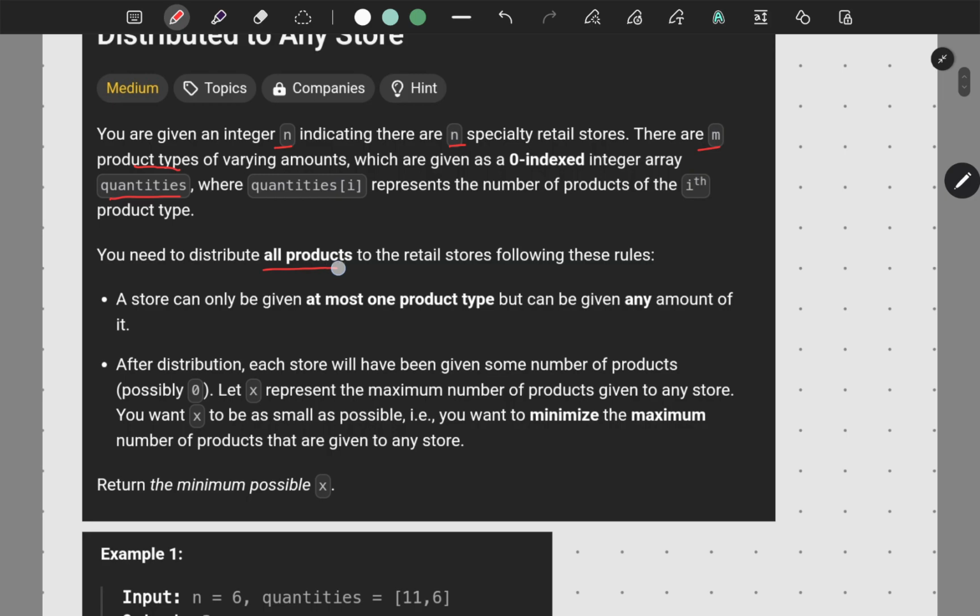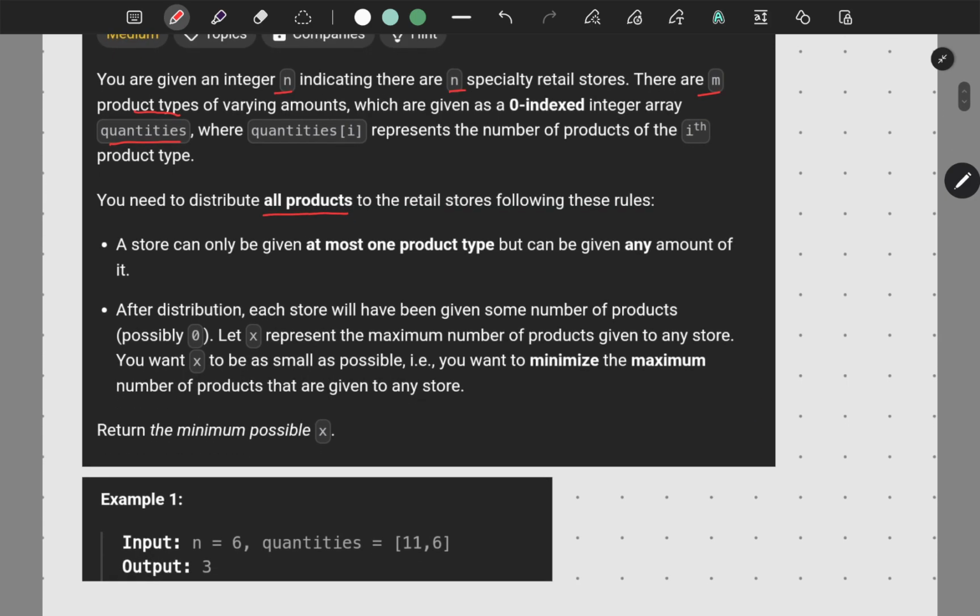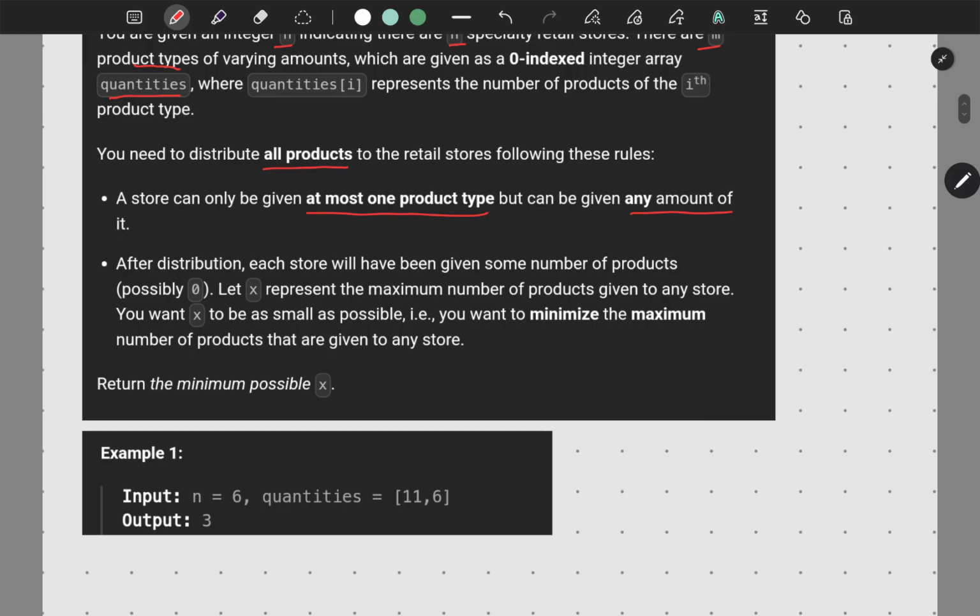So we need to distribute all products, and a store can be given at most one product type but can be given any amount of it. So that means each store will only have one kind of product, but they can have different kinds of quantities.